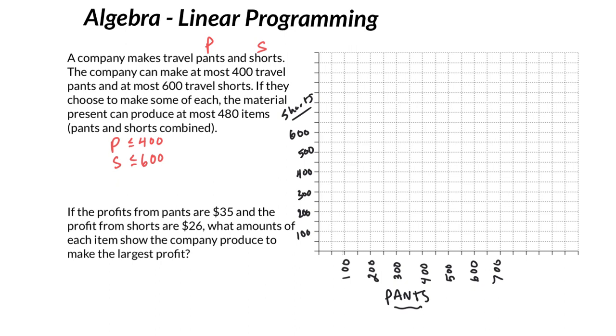Okay. If they chose to make some of each, the material present can produce at most 480 items. Okay, this is the hardest one to write because P stands for number of pants, S stands for number of shorts. So if we say, well, the pants plus the shorts is going to be less than or equal to 480. Okay? I want to graph these equations.